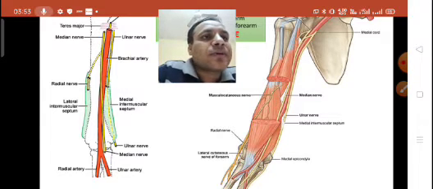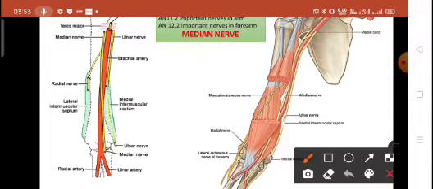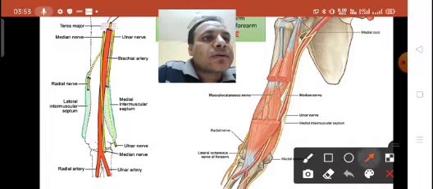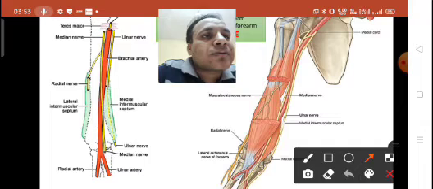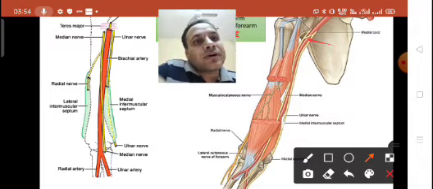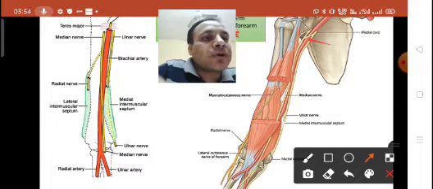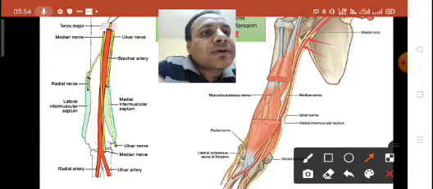The medial root arises from the medial cord of the brachial plexus and the lateral root arises from the lateral cord. The medial root crosses in front of the third part of the axillary artery and joins with the lateral root on the lateral side of the third part of the axillary artery to form the median nerve. This is the median nerve.